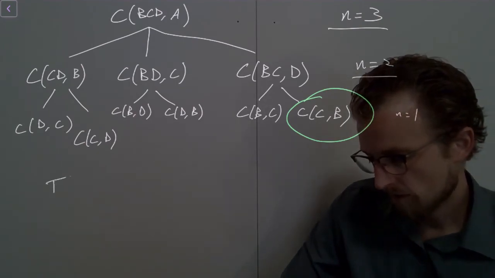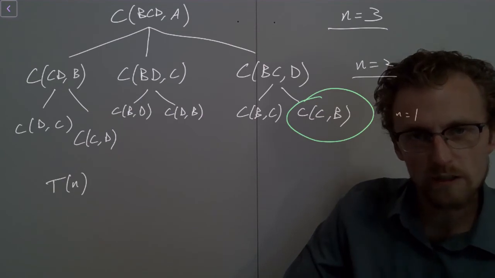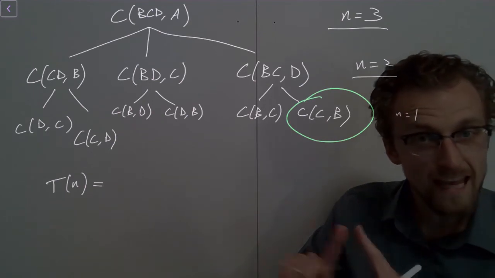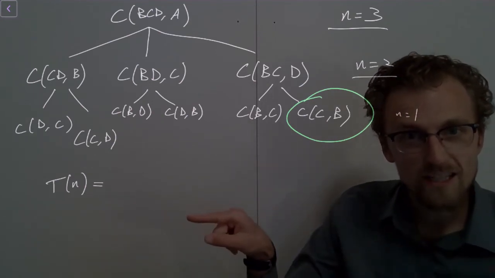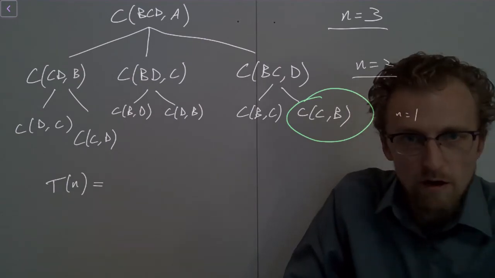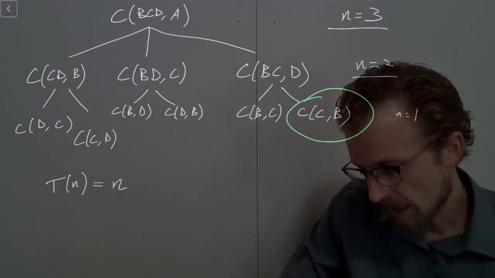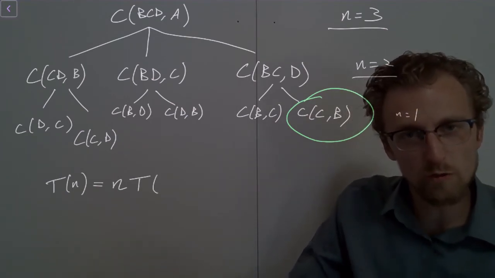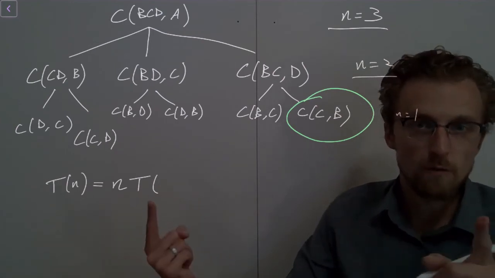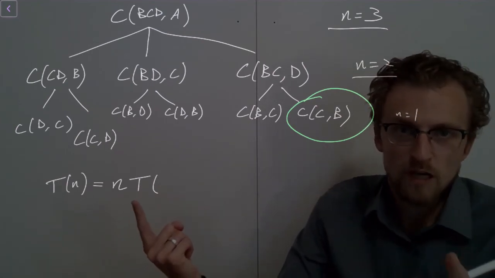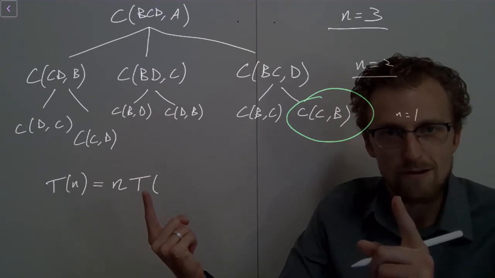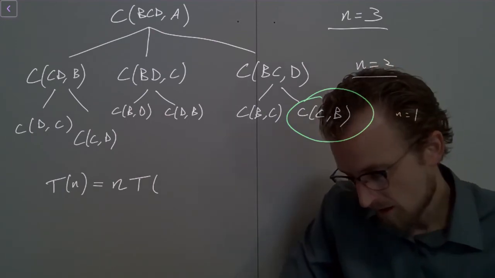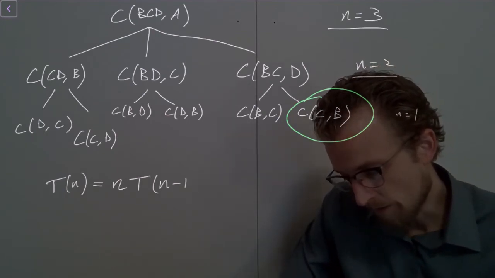So T of n, which is going to represent the root of this recursion tree, says if I have n intermediate nodes, I have to recurse n times. That's just because that's how many intermediate nodes there are. So that's n. Now times T of what? Well, every time I recurse, I shrink my problem size by 1. So if I start out with 50 potential intermediate nodes, the first time I recurse, I'm going to consider paths that are length 1 less, so that would be 49. So this is n times T of n minus 1.